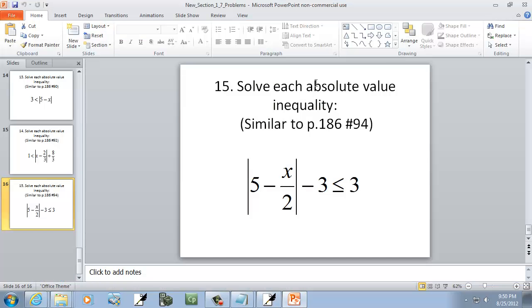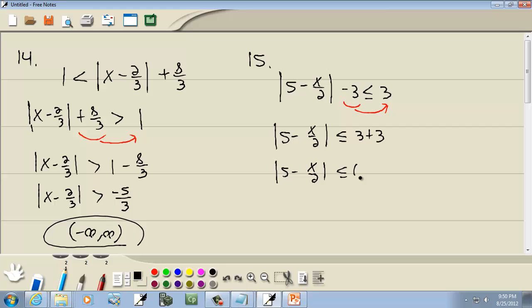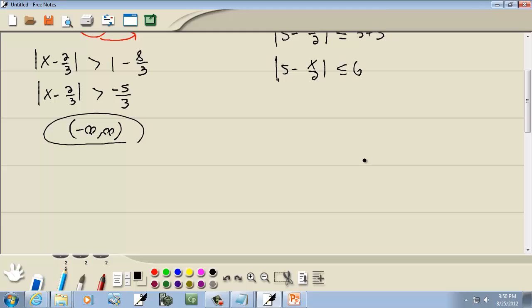Let's see, 5 minus x over 2 minus 3 is less than or equal to 3. Now the absolute value is not by itself, so that's our first thing. We're going to take this negative 3 and move it to the right side. Okay, so we got 5 minus x over 2. Take it over there, it becomes a positive 3, which then would be less than or equal to 6. Okay. Now we got the absolute value by itself.